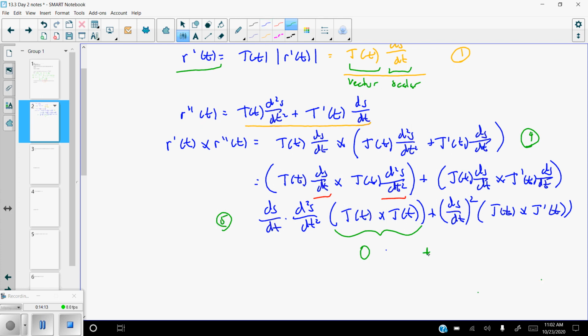Plus, I also have one where I have T of t cross with its derivative. That's going to come into play in the next step. So for right now, we're just going to go ahead and write out ds over dt squared, T of t cross T prime of t. Got my equal signs.